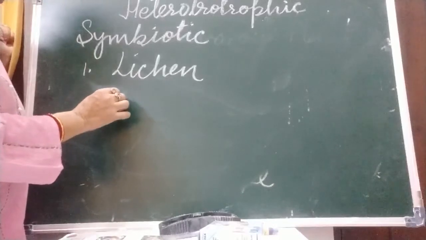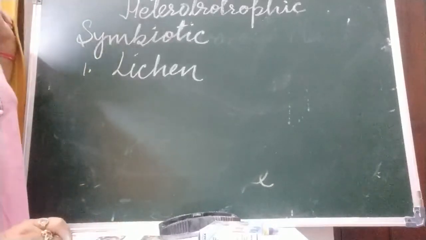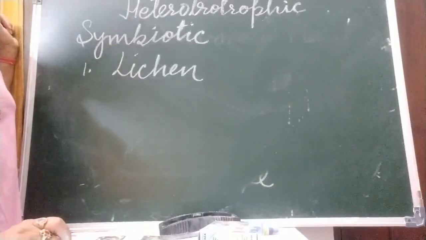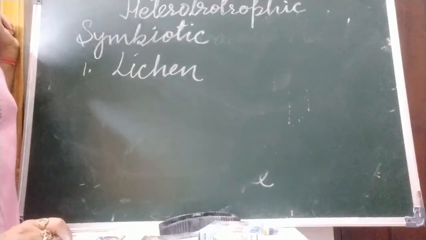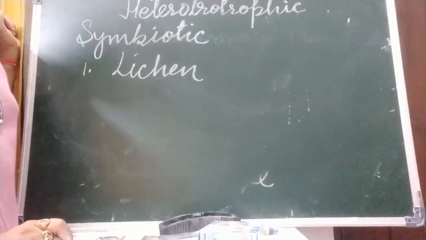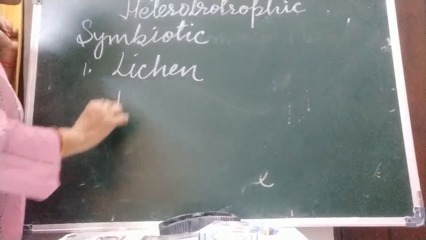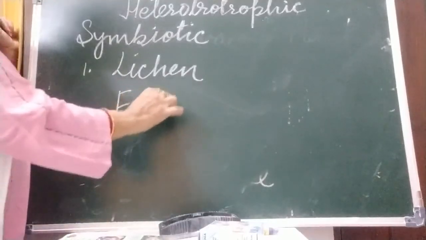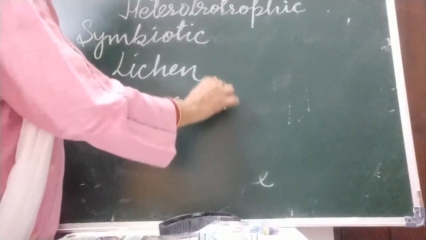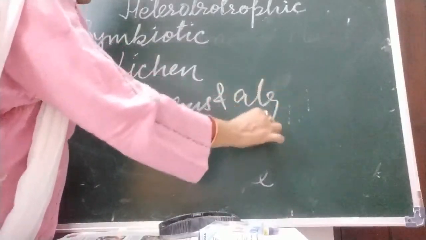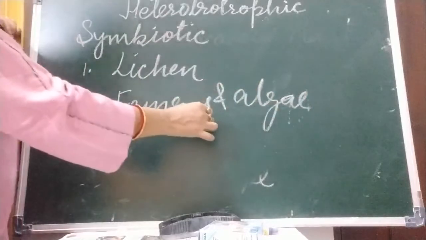In lichen, what happens? Lichens are an association between a fungus and a microscopic chlorophyll-containing organism. And what is that? Green algae. So what is the association of? Fungus and algae. What is the function of fungus?